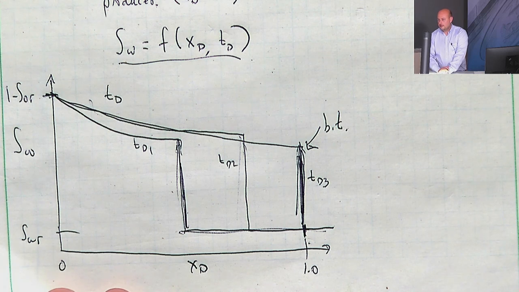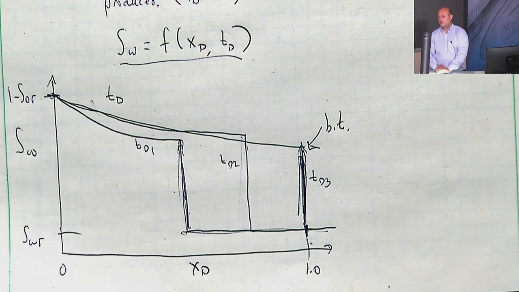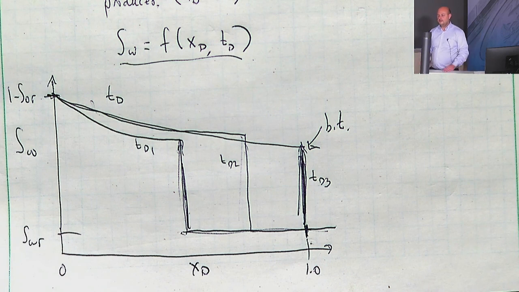So that's why we call it the breakthrough time. That makes sense, right? If you have a reservoir that's really long, 1,000 feet long, and you start injecting water in the injector, it's not going to reach the producer right away. It's going to take some time to get there. And the time that it takes to get there is the breakthrough time. We call it the breakthrough time because it's the time that it breaks through to the producer well.